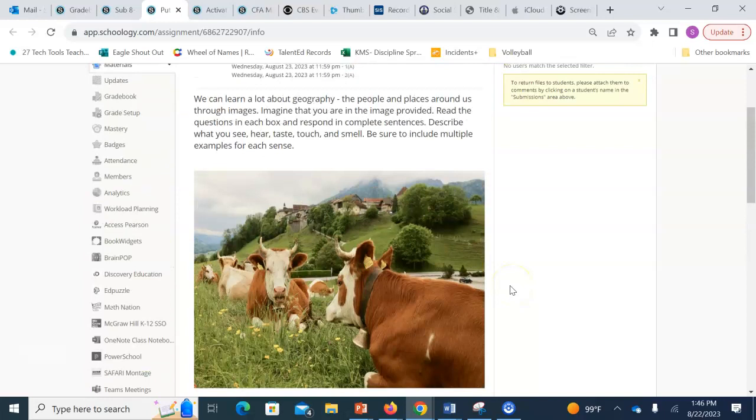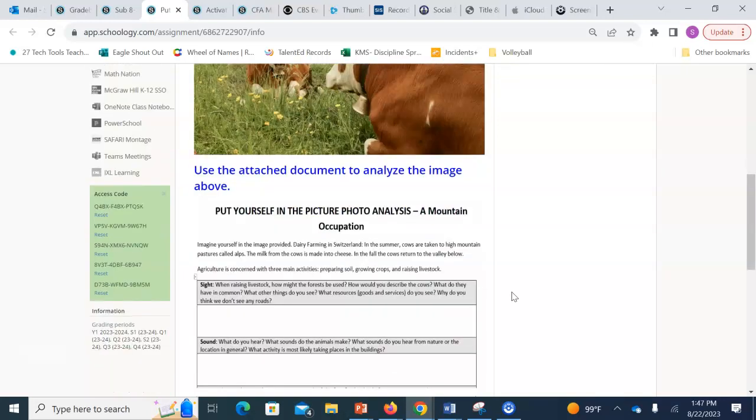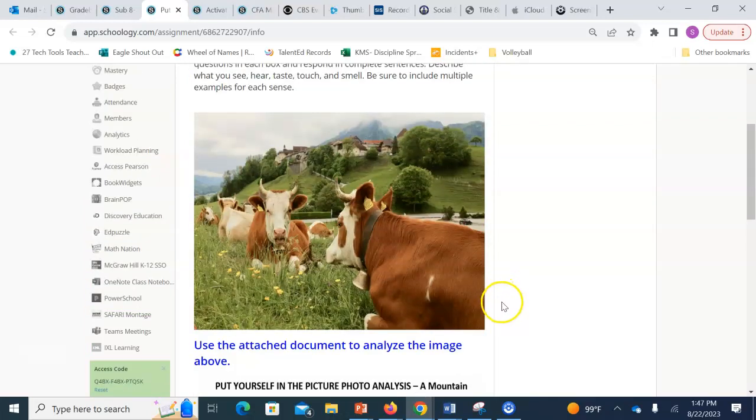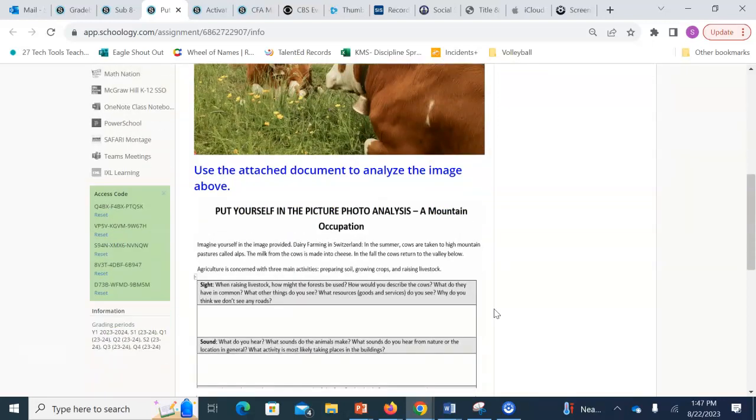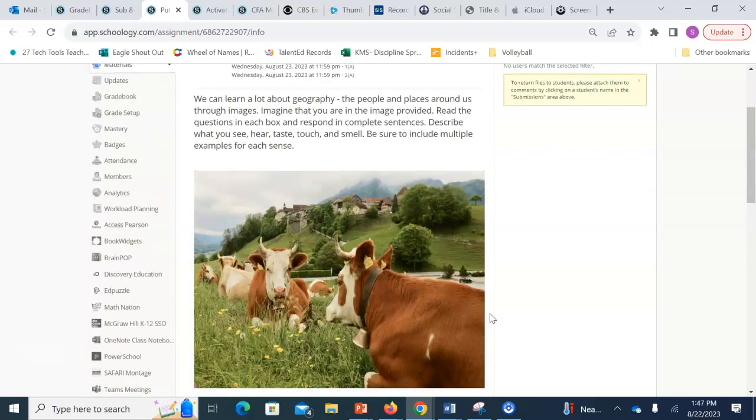So we've talked about the woods around, and we talked about the cows. What else do you see? What things do you see in this image? Just start talking about the different things that you see or notice. And then what resources, goods, and services do you see? What's something that somebody might say, oh, I can use this for the betterment of humanity? What's a resource or a good that somebody might provide? And then why do you think we don't see any roads? In this particular picture, we don't see any roads. So give me some reasoning behind why you think maybe there aren't roads in this image.